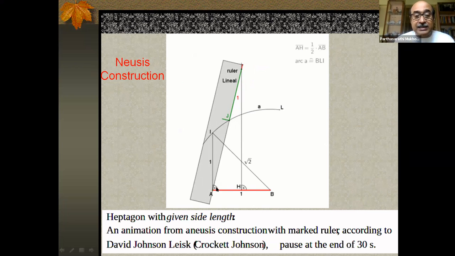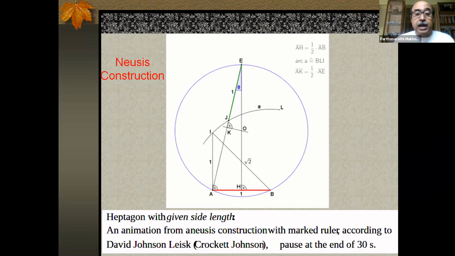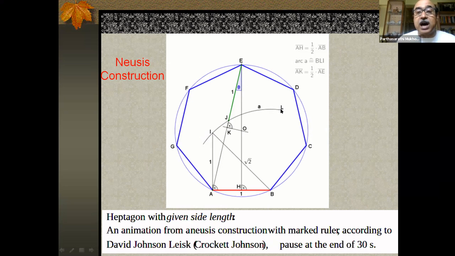First, one unit length is taken. So again, this is the length you prescribed to be the length of your would-be regular heptagon. So you start with that length, and that length is marked on your neusis. This is one. And with that, first you construct a perpendicular here. So this length is root 2. Then with B as center and root 2 as radius, you draw this arc so that any point on this arc is at a distance root 2 from this B. And then you slide your neusis through this point.